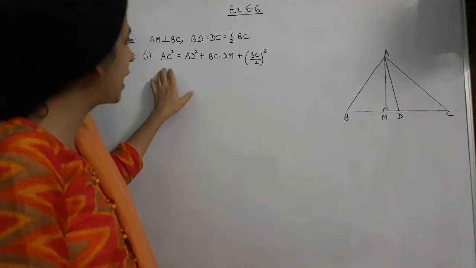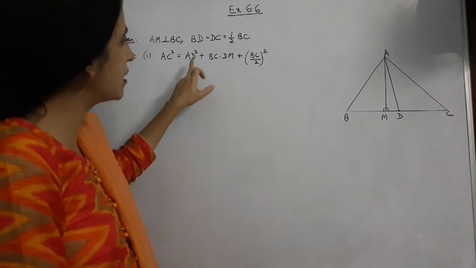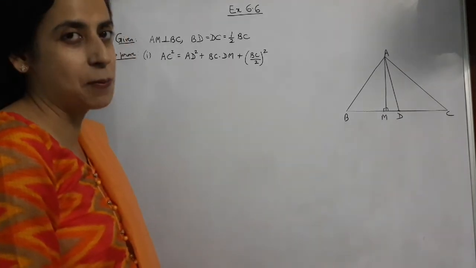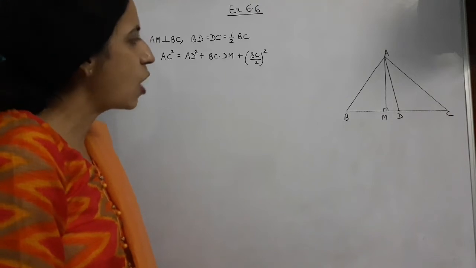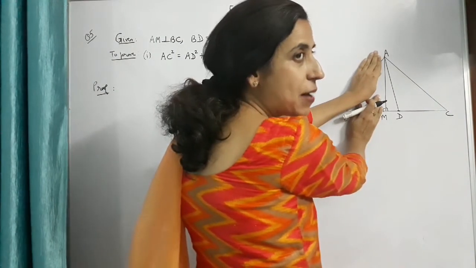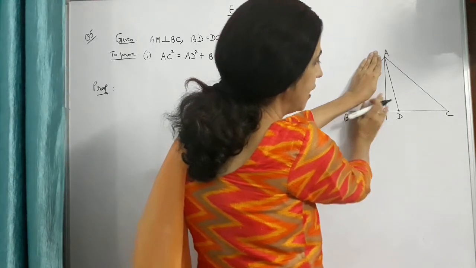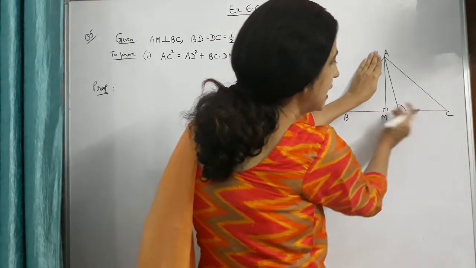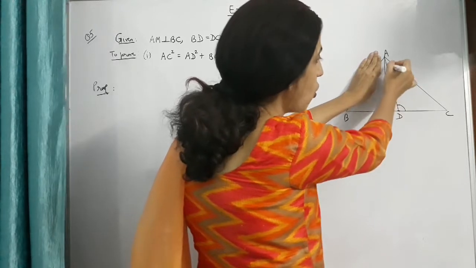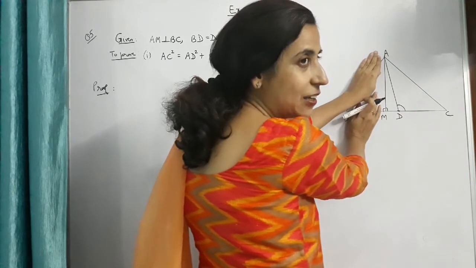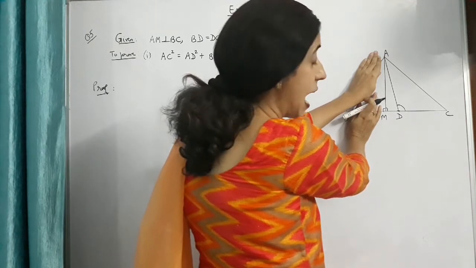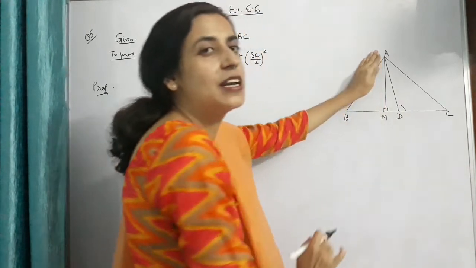In the first part we have to prove that AC square is equal to AD square plus BC into DM plus BC by 2 whole square. Now if you look at this much figure, this becomes same as question number 3 which we had done. So over here you can see that triangle ADC is an obtuse angle triangle because the altitude is outside the triangle. So we will use the same procedure to prove this as we had used in question number 3.